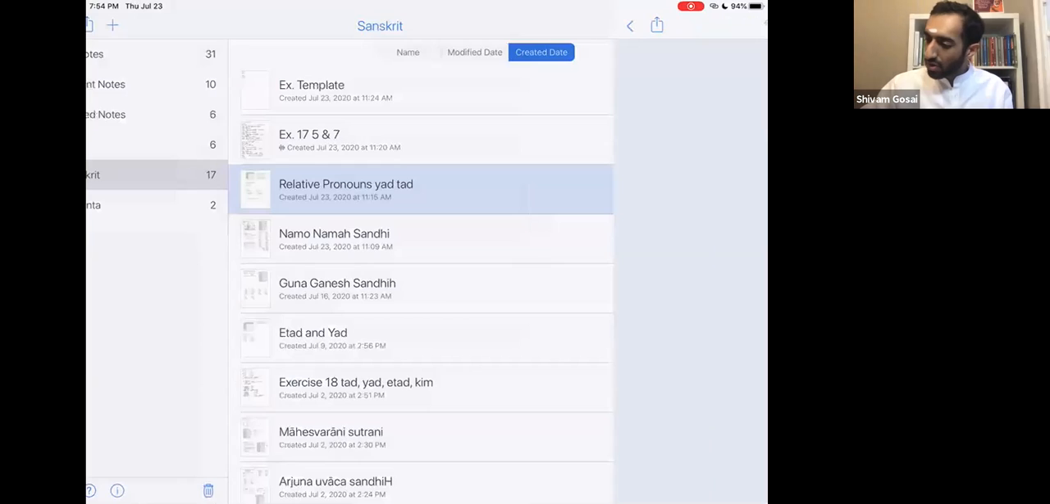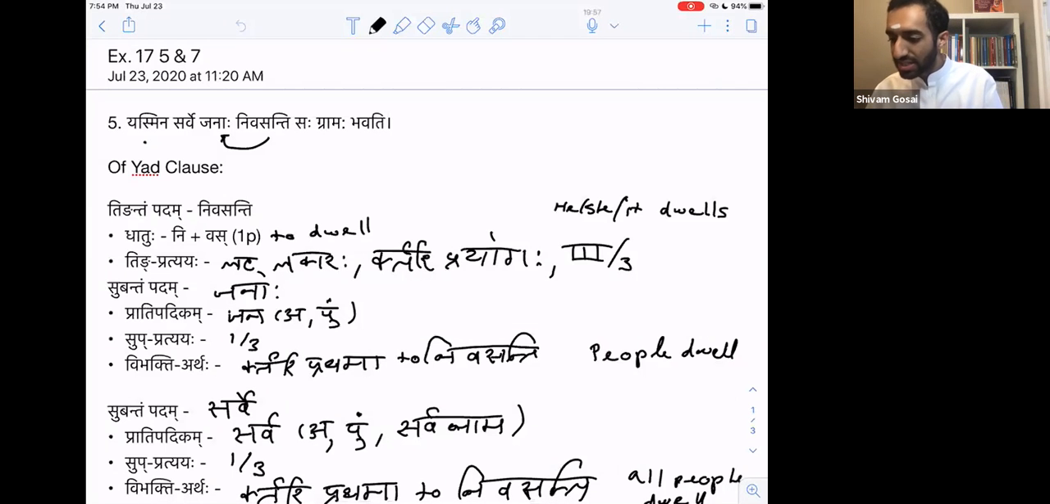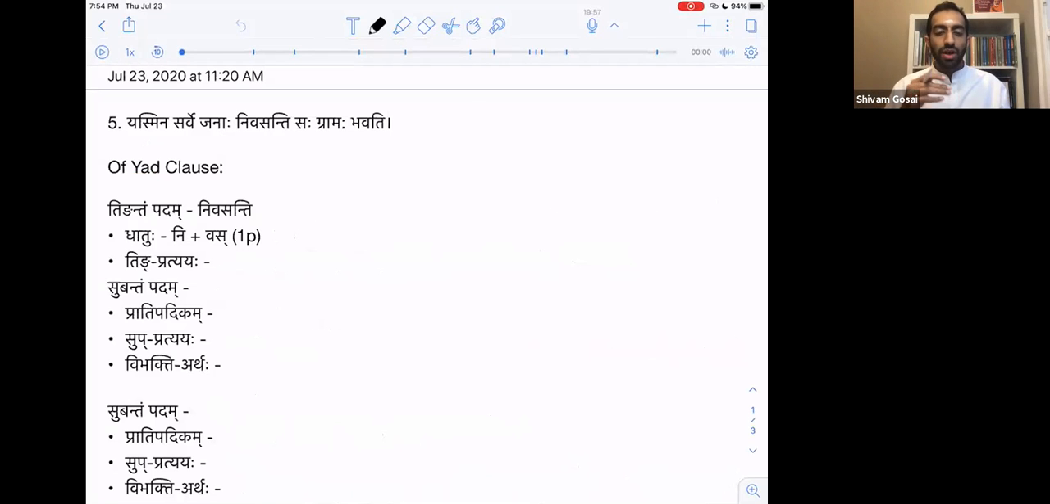Now, if we look at the homework, exercise 17 number 5 onwards are much more intense. We're going to do one together, and I've already done it. I'm going to put it at 1.5 or 2 speed so we can go through it more quickly. You don't need to write down anything, just focus on the screen and let me know if you have any questions after this. I'm going to narrate as we go along. This is number 5. Yasmin sarve janaha nivasanti saha gramaha bhavati.